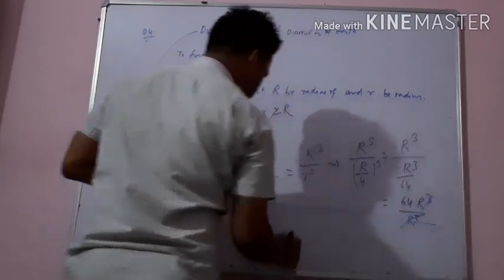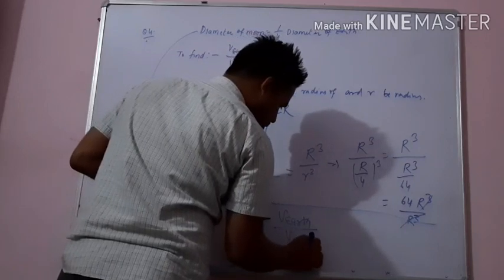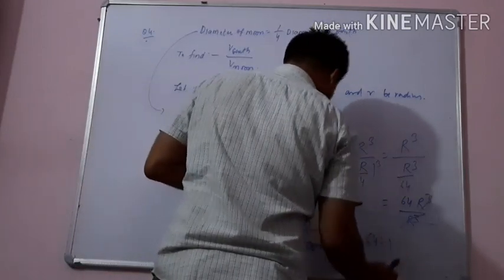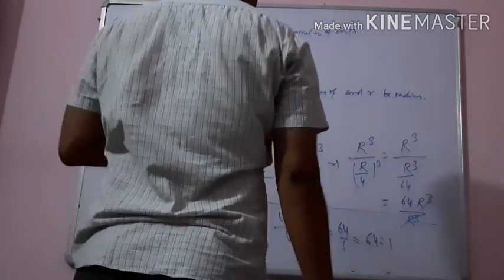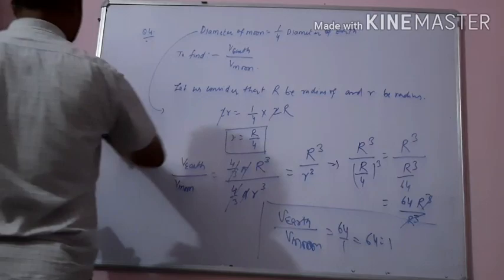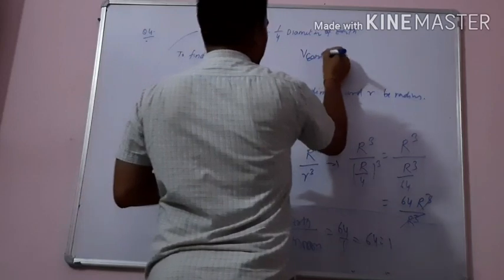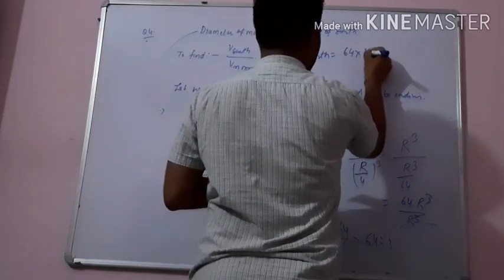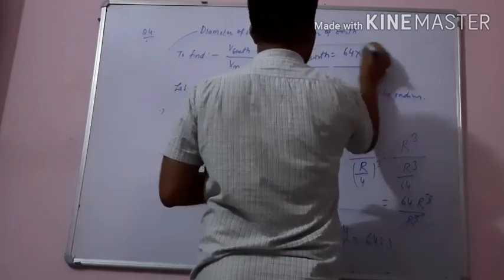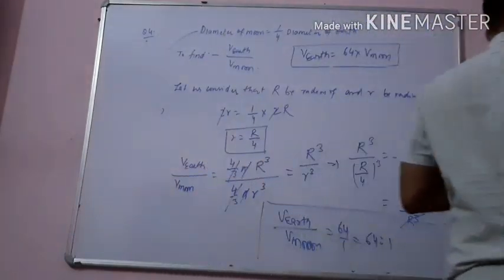So what will remain? V earth upon V moon equals 64 upon 1. So their ratio will be 64:1. Or we can say that the volume of the earth will be 64 times the volume of the moon.